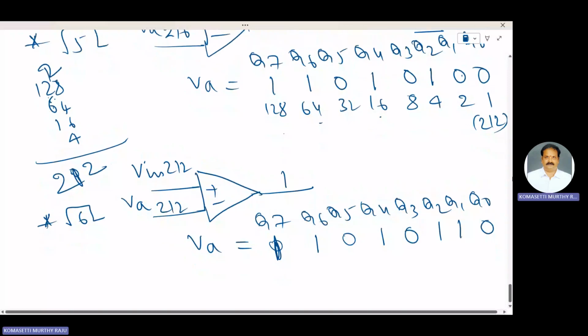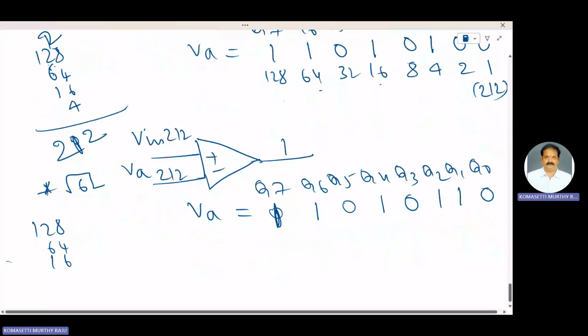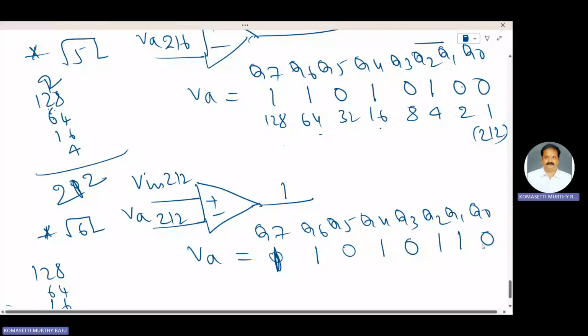For the 7th cycle, find out this one. 128, 64, 16, 4 and 2. That is 214. This one is 214.